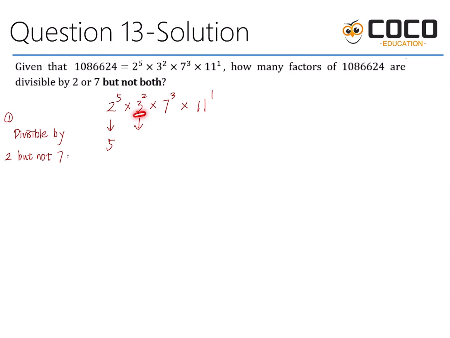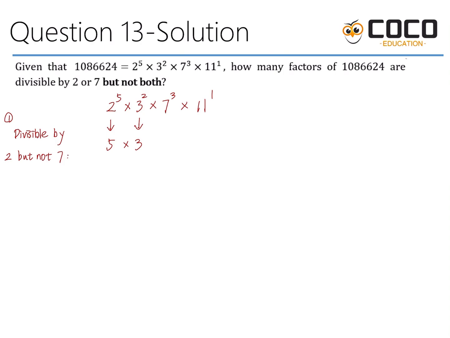Now, for factor of 3, this one you have 3 ways to choose it. Either you don't choose it, 3 to the power of 0, not choosing factor of 3, or you choose 1, or you can choose 2. So, 3 ways.